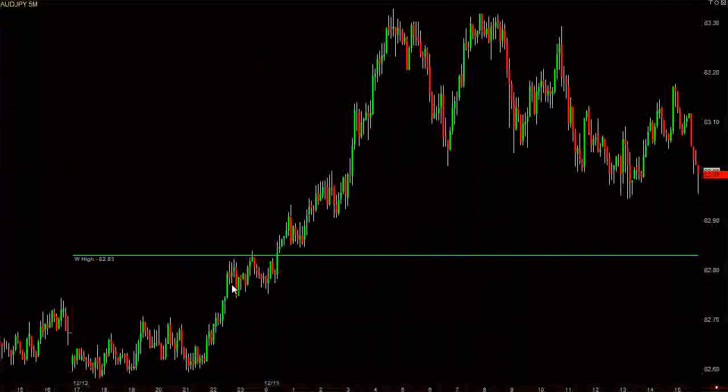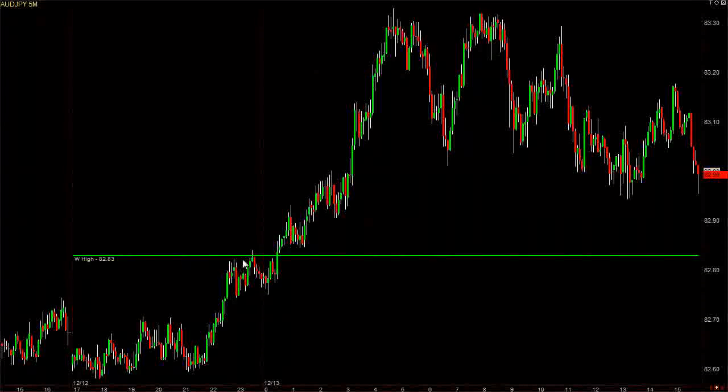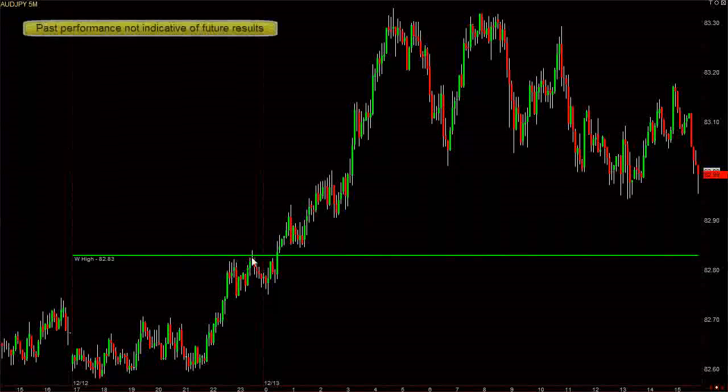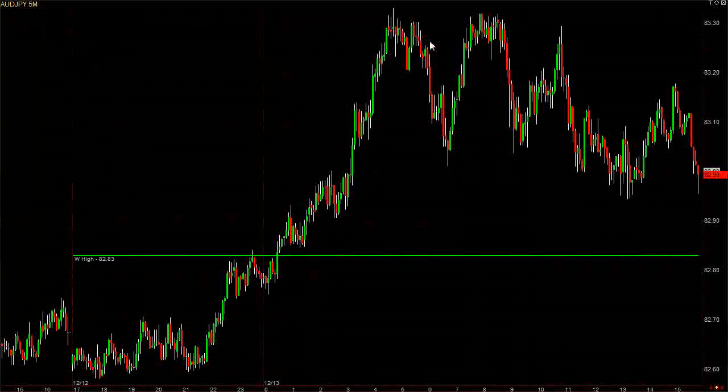As you can see on this Australian yen chart, the previous week's high acted as a major area of resistance. There was selling there, and then when the price broke through there, the trend exploded up, and even after this pullback, it tried to go higher.